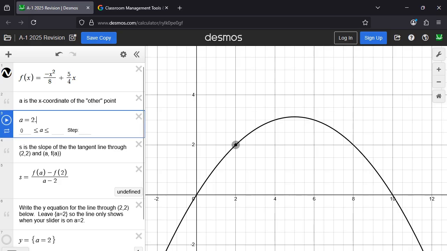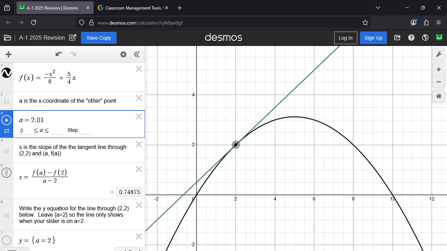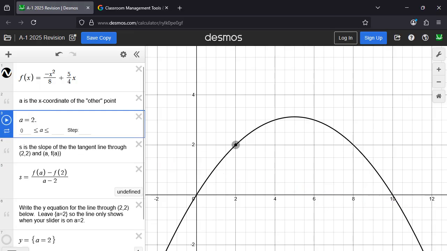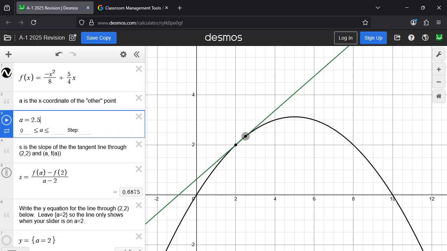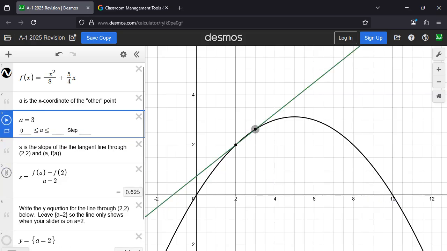So we need 2.01. We have values again. That's 0.74875. 2.1, 0.7375. And then we'll go some further away estimates. 2.5, and then we'll finish off with 3, 0.625.